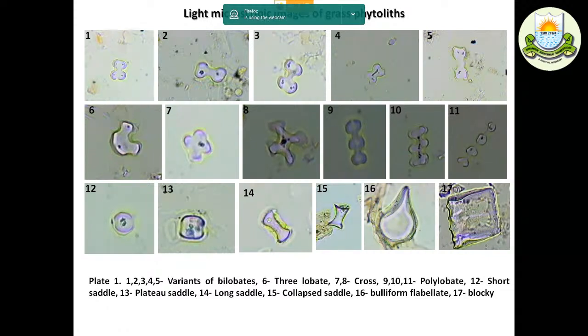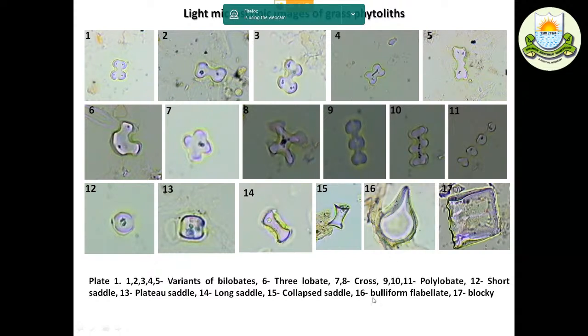And this type, long saddle and collapsed saddle types, are chiefly produced by the Bambusoideae members, the bamboos. Generally, they are C3 and they love warmth and humidity. And as I said earlier, the elongated morphotypes are not much help for taxonomic or ecologic purposes, except the bulliform cell. These are fan-shaped bulliform cells; these two are also bulliform cells. The most important thing is this fan-shaped bulliform cell.